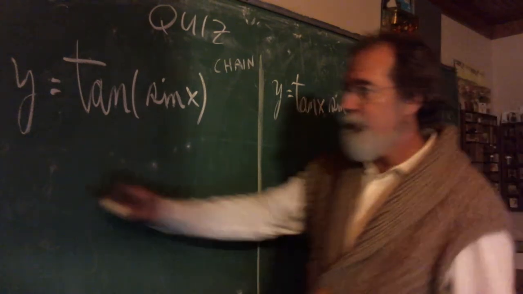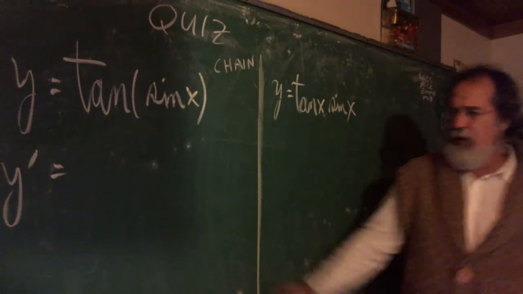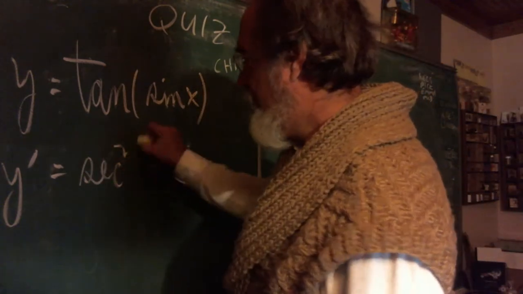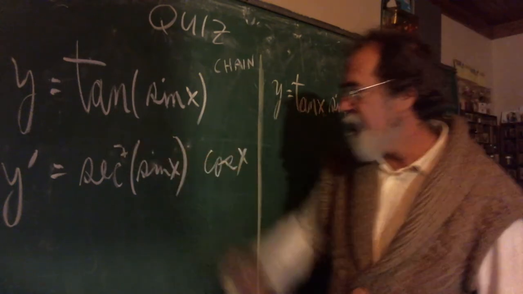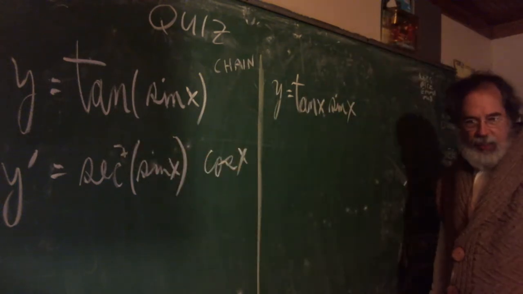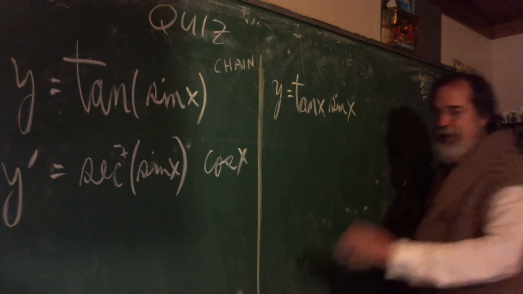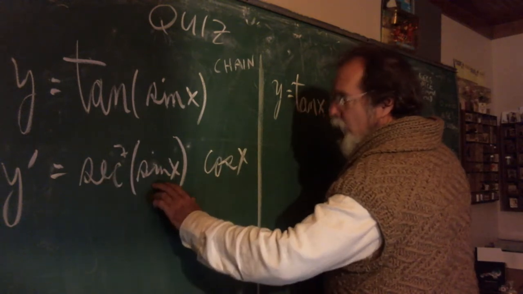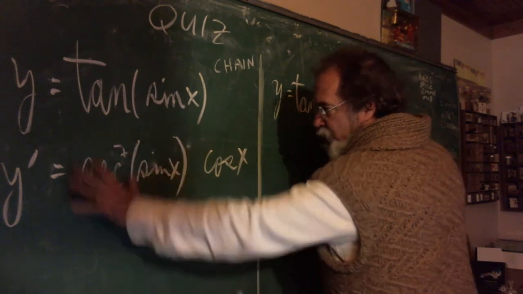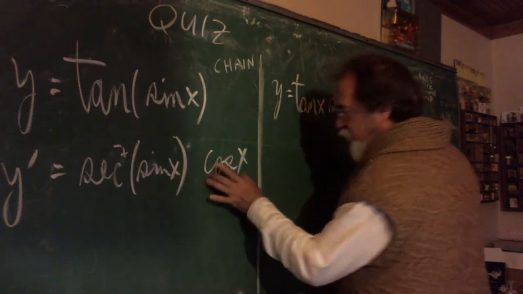So y prime. Ready? y prime equals derivative of the outside, secant squared, inside unchanged, times the derivative of the inside, which is cosine x. And we are done. There's nothing that can cancel, nothing that simplifies. Don't even think about secant's 1 over cosine, because that's not secant x. That's secant of sine x, quantity squared, because that squared has jurisdiction over all this piece. And then it's times a regular old derivative of sine x, a regular old cosine x right there.